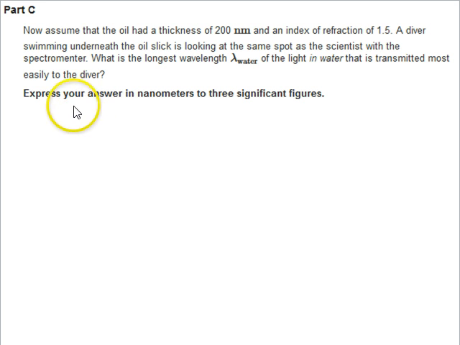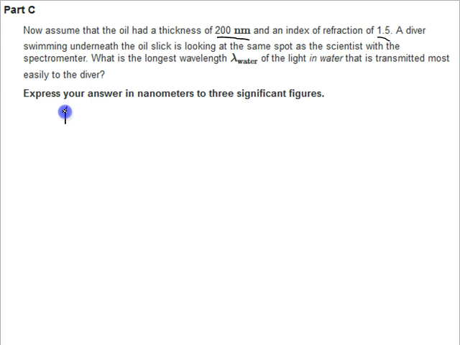So part C for this question is now saying, assume the oil had a thickness of 200 nanometers, index of refraction of 1.5, and a diver is swimming underneath the oil slick looking at the same spot as the scientist. And it's asking, what is the longest wavelength of light in water that is transmitted most easily?